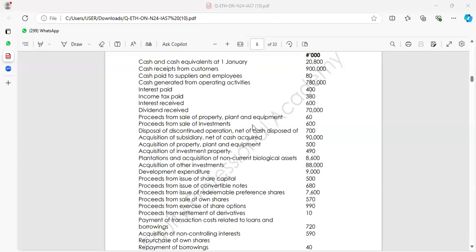Proceeds from sales of property, plant, and equipment. Which activities is that? Yes, investing inflow. Because I said investing is acquisition and disposal of non-current assets and investments. Okay, I think you are okay.